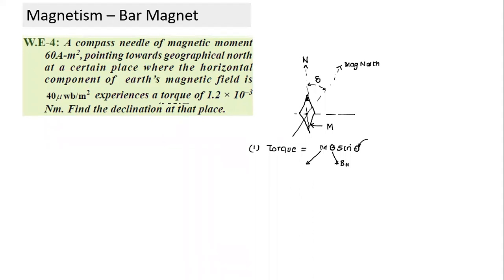The dipole is directed towards geographic north, and this is the direction of the magnetic field BH. So the angle theta here is equal to the angle of declination. Since the needle is along geographic north, the angle between geographic north and magnetic north is equal to the angle between M and B. So in this case, theta is equal to the angle of declination. Can we find the angle of declination here? We can substitute the value. We'll put in the torque value and we can find the value of theta.